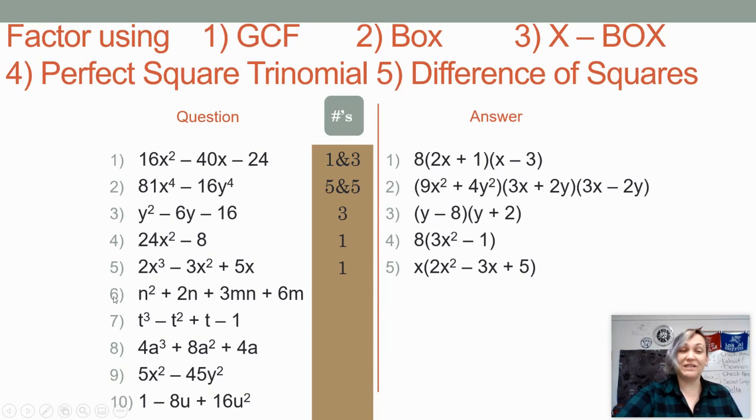All right, for number 6, I have 4 terms, so I'm going to go straight to the box method. And this is what I got after the box method. Same thing with number 7. Number 7 also has 4 terms, so we should try box method.